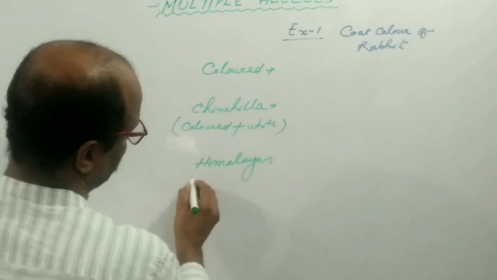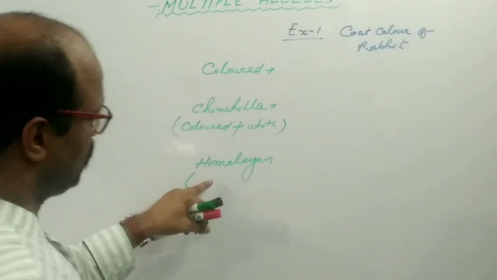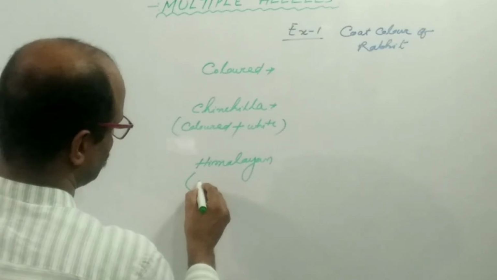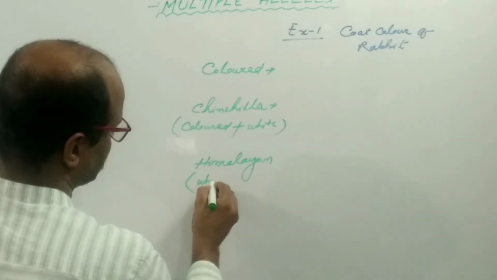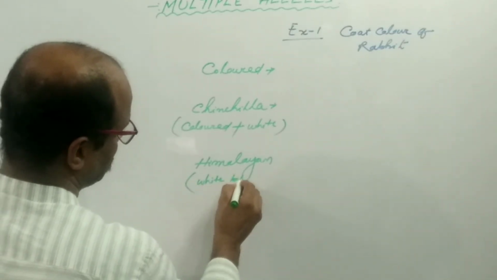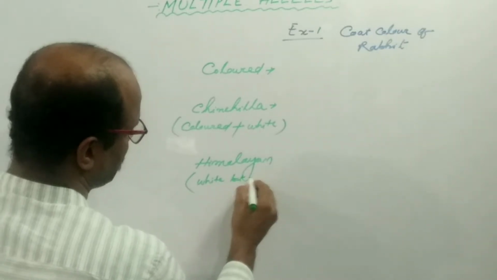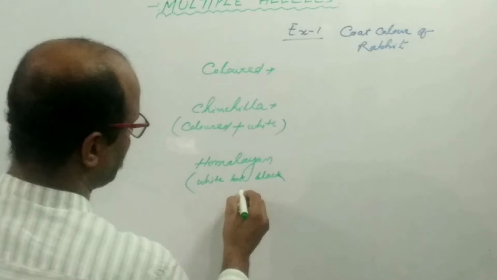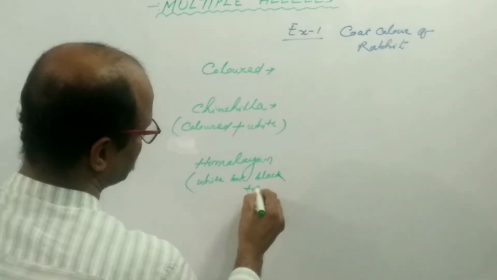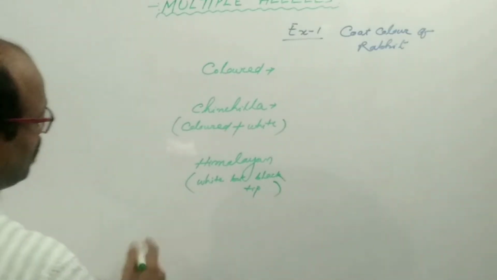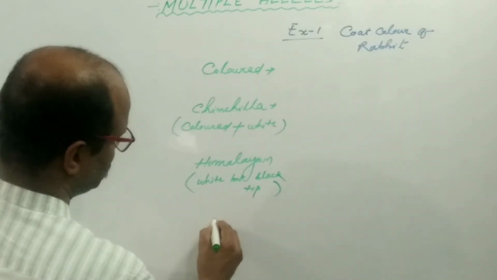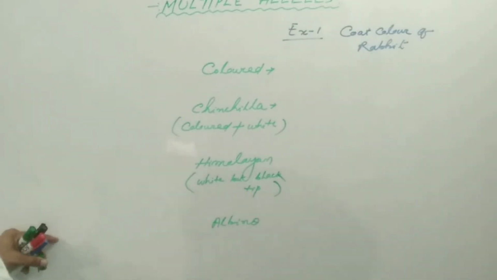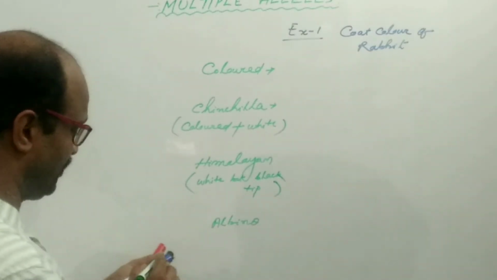Another is Himalayan color where you find white color with a black tip. So the hairs are white but black tip. This color is known as the Himalayan black tip. Now the recessive to all is the albino, there is no colored pigment, there is no pigmentation, which is albino.